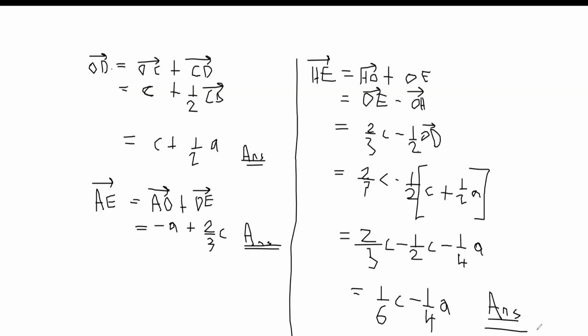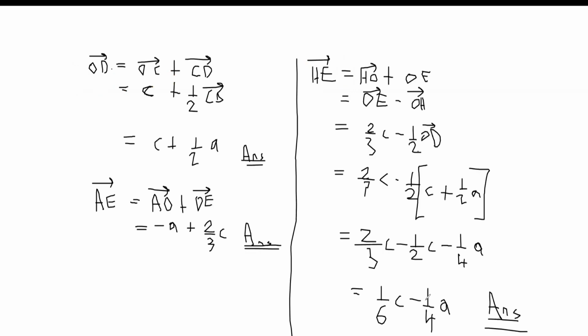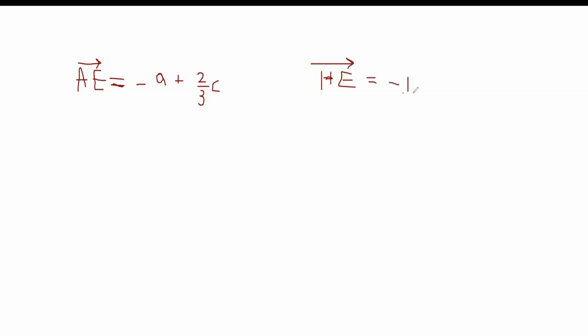So first thing, let's write down vector AE. We'll see that vector AE is minus A plus 2 over 3 times C. That's what we have for vector AE. And then vector HE is minus a quarter A plus 1 over 6 times C. And this says show that AE is 4 times HE.